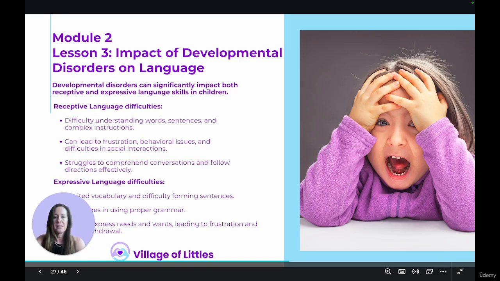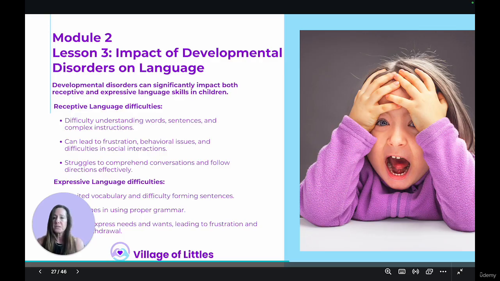This can lead to significant frustration, behavioral issues, and problems with social interactions because they have trouble comprehending conversations and following directions. On the other hand, expressive language difficulties involve challenges in using vocabulary and forming sentences. Children might find it hard to use proper grammar and express their needs and wants, which can lead to, again, intense frustration and social withdrawal.